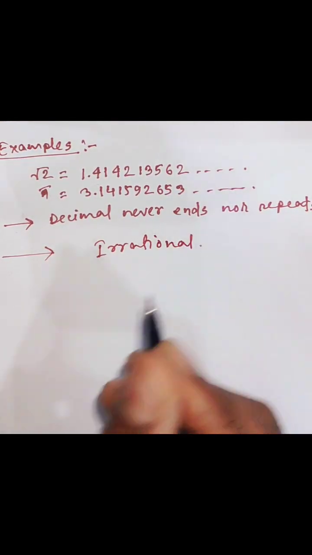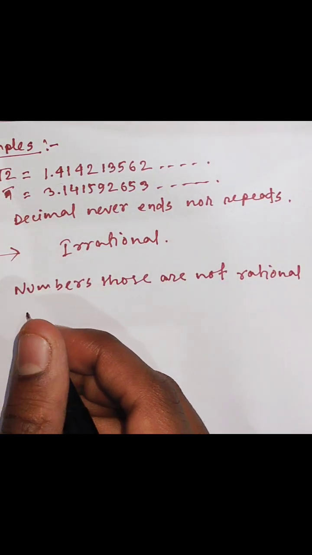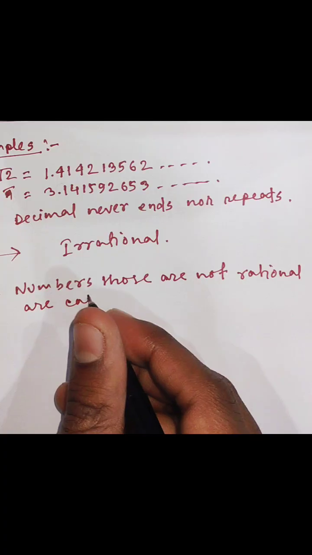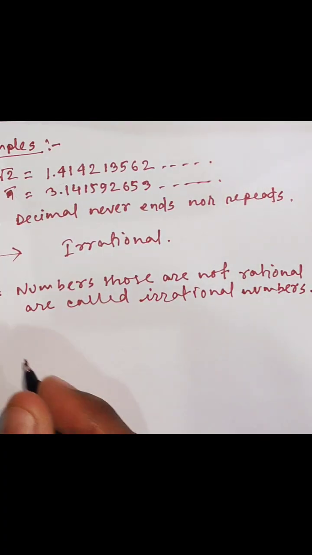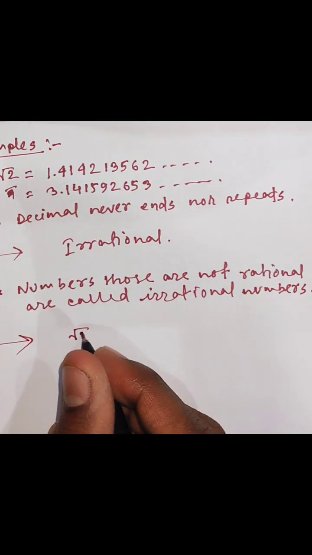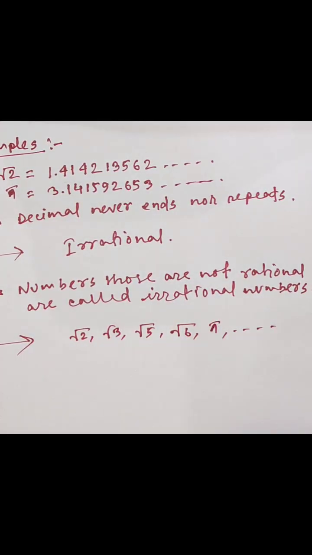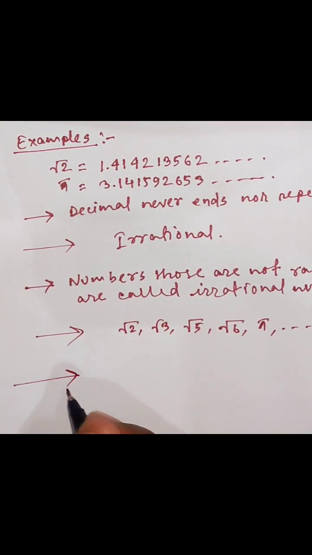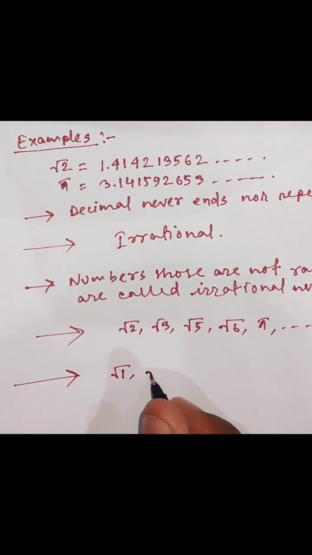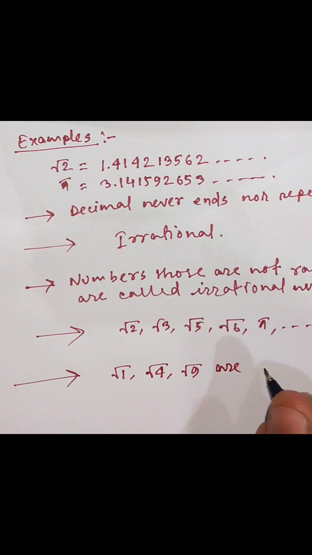So now you know about irrational numbers. What is an irrational number? Numbers that are not rational are called irrational numbers. Real life examples of irrational numbers: root 2, root 3, pi, etc. If you noted, root 1 is missing, root 4 is missing. Why? Because root 1, root 4, root 9 are rational.